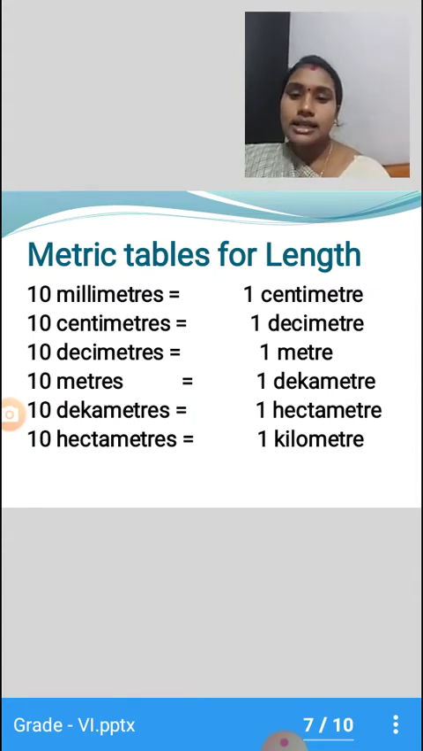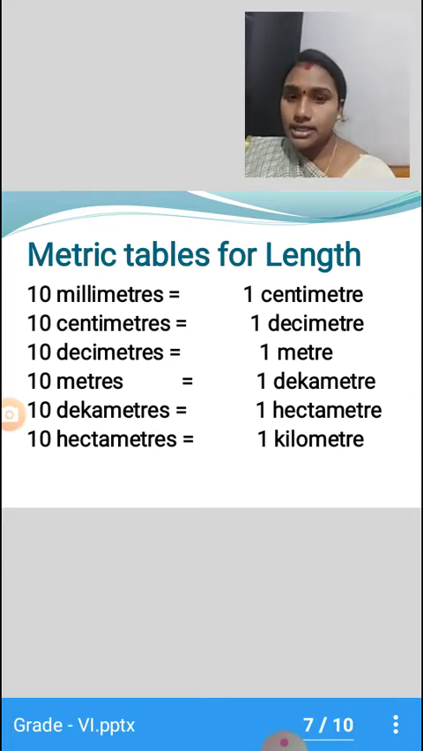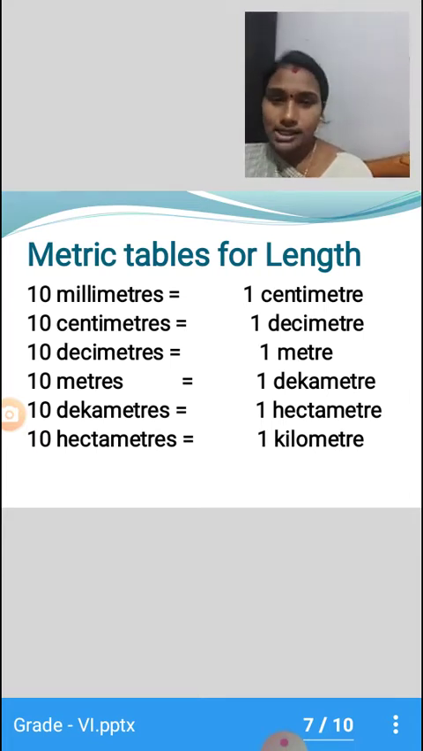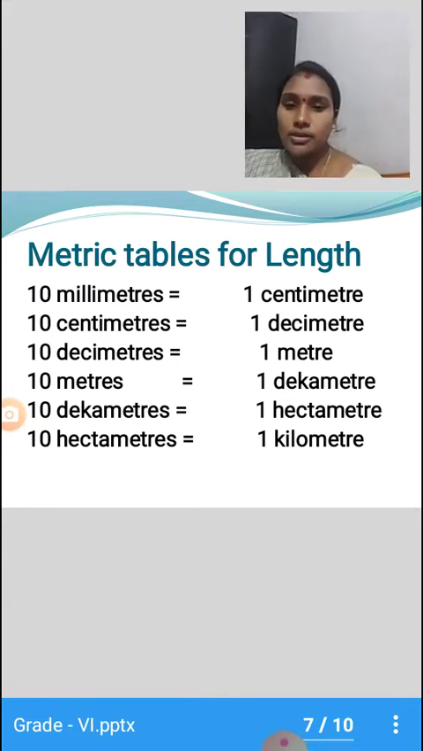10 decameters is equal to 1 hectameter. And last, 10 hectameters is equal to 1 kilometer. Only the units for the length, volume and weight will change, but the formula will remain the same for all the units. Okay children?